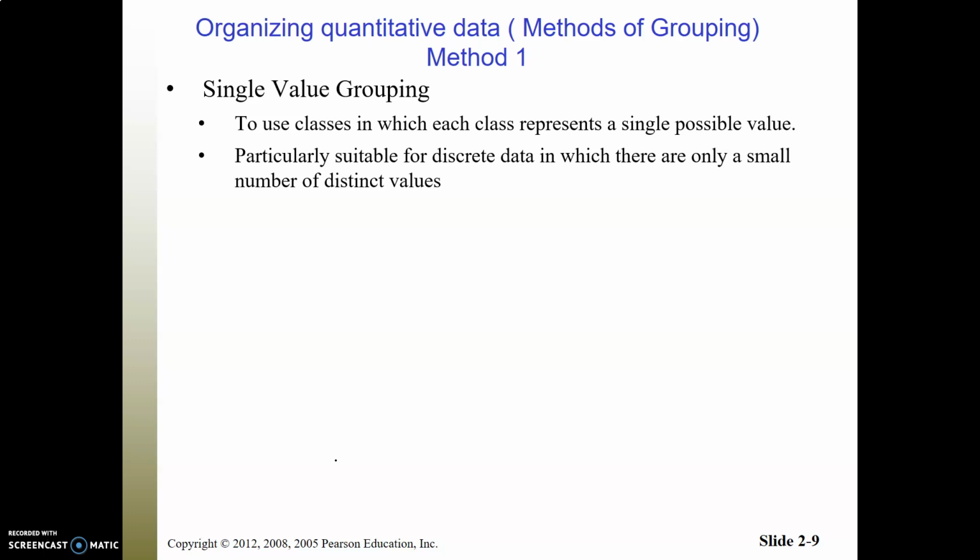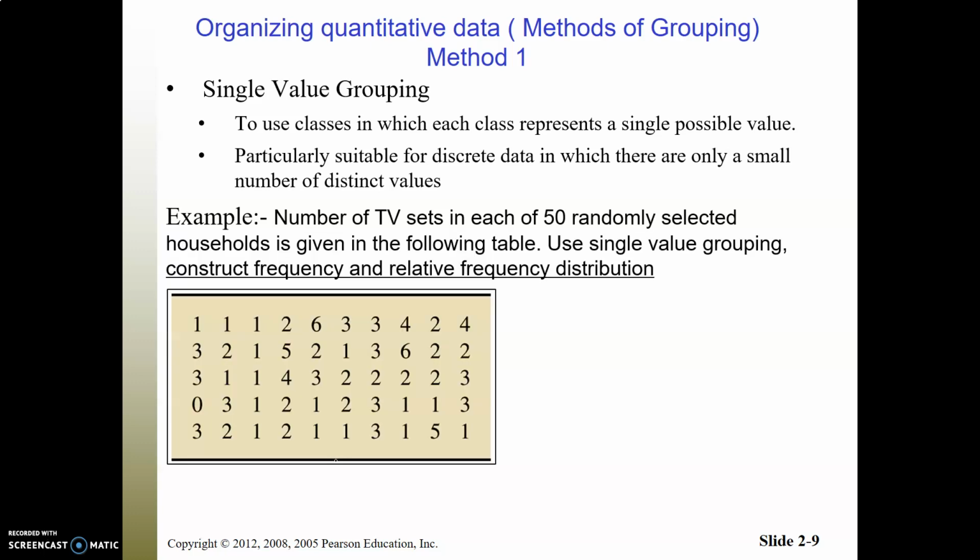All right. Now, in order to understand this, we have an example here. The number of TV sets in each of 50 randomly selected households is given in the following table. Use single value grouping. Note that it's mentioned what type of grouping you have to use, and construct a frequency and a relative frequency distribution.